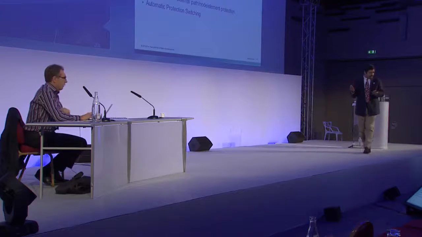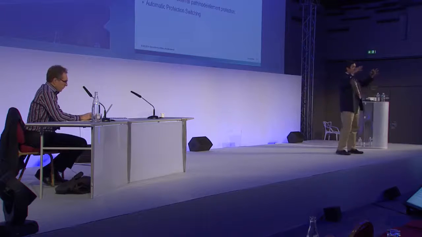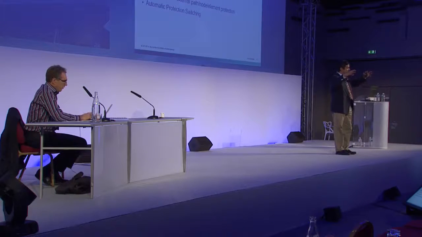So things like stateful switchover, state synchronization, liveness setup, failure detection and liveliness stuff, fast reroute, right? Automatic protection switching. Now, remember, we are talking here in our context inside the data center. So some of these may be applicable, some of these may not be applicable.